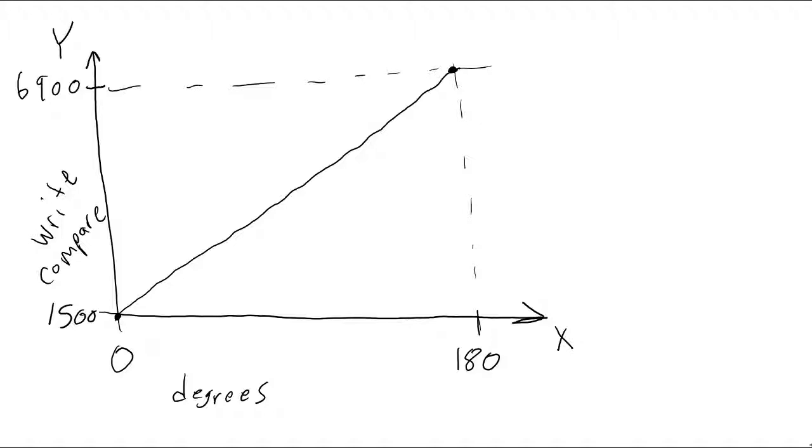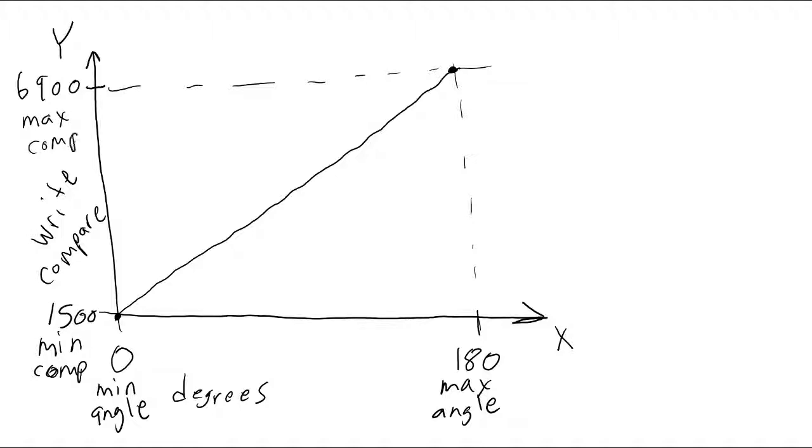I want to write an equation for this line, but before I do that, I want to give variable names to these values that I've plugged in so that we can easily change these values in the future. I'll call this value the min angle, and this value the max angle. This value here I'll call the min comp for compare, and this value up here I'll call the max comp for maximum compare value. Now, using these variables, could we write an equation for this line?